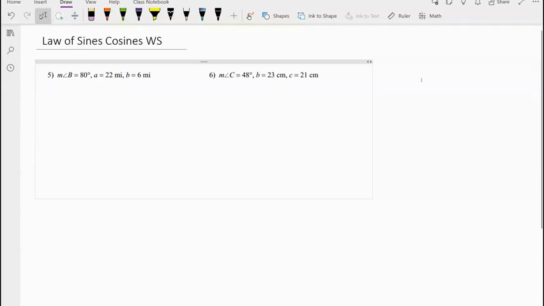Over these two problems for the law of sines and cosines worksheet, because I think these are probably the two hardest ones. So let's go over these cases. When you are given side angle, I know this isn't side angle side because I'm not given the angle between these two sides. I'm given an angle, the side across from it, and then an adjacent side. So this is side angle.